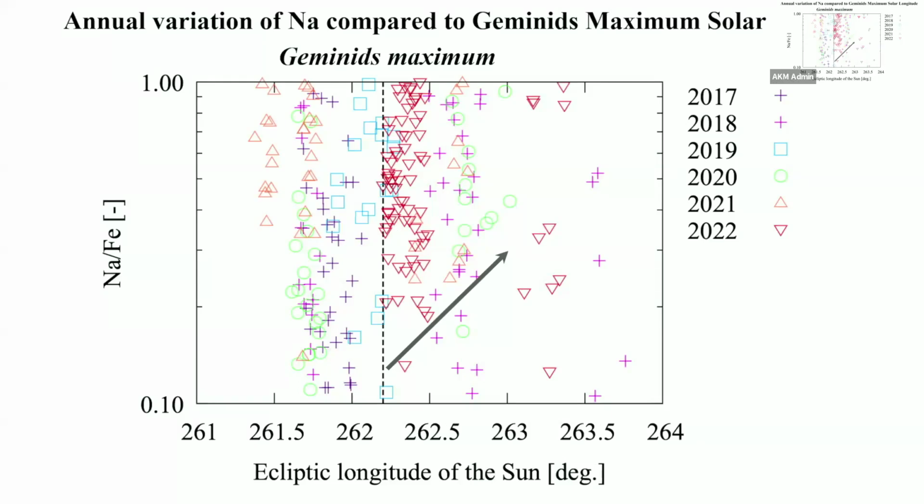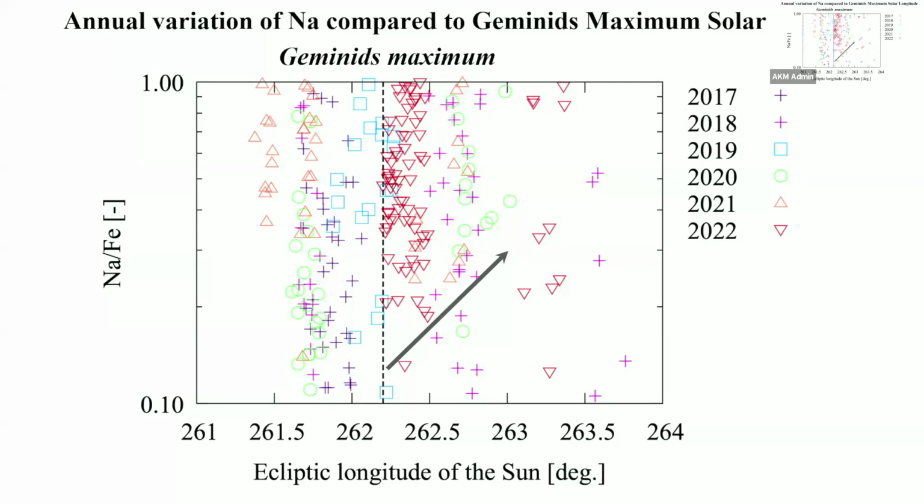But in 2022, we observed just after the Geminid maximum. And 2021 is far until the Geminid maximum. So there are such biases. But anyway, we can see a weak trend. The sodium content is getting higher with ecliptic solar longitude. So this probably indicates that after the Geminid maximum, the sodium content is higher than before the maximum.